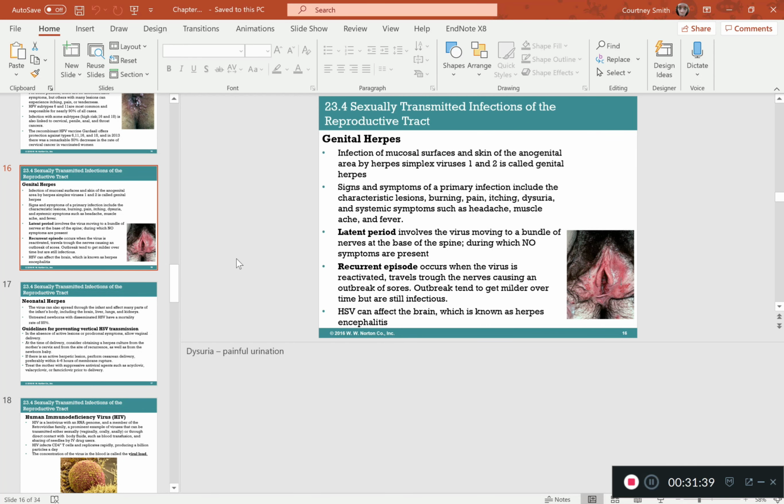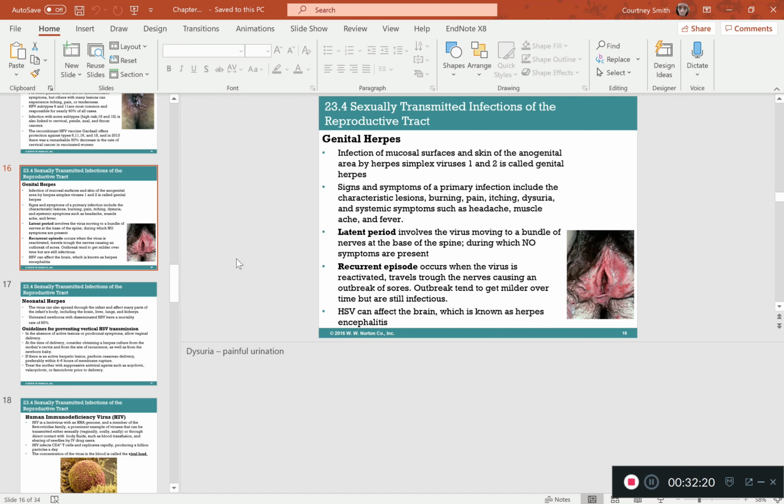So genital herpes is caused by herpes simplex 1 and 2. Herpes simplex 1 is associated with oral and genital, whereas herpes simplex 2 is solely genital. With signs and symptoms, they are the worst at the first time of being infected. So they will have lesions, blisters, a burning, itching sensation, and then sometimes even painful urination depending on where the lesions are located. And then also a lot of times patients will exhibit severe muscle aches and fever, and with the headaches that can also lead to nausea.